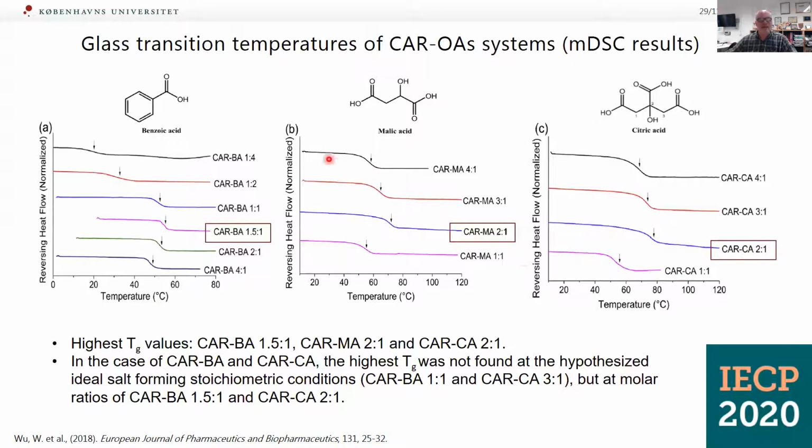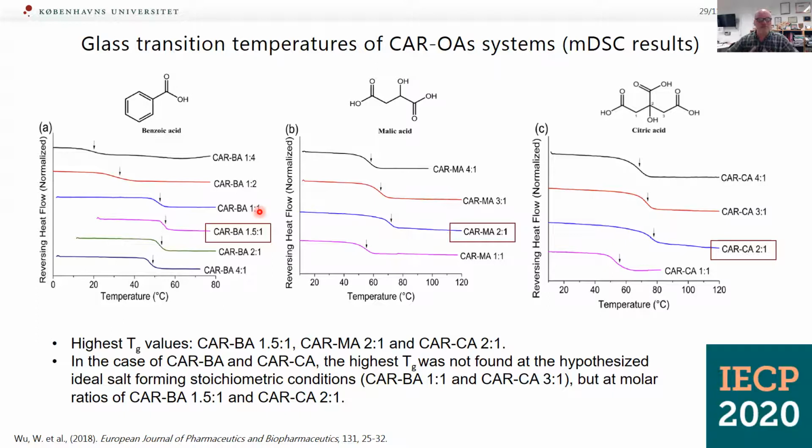And if we look at the glass transition temperature of these systems, then we see that we get different glass transition temperatures depending on the mixing ratio of drug to co-former. So in our case, carvedilol to the organic acid. But interestingly, for example, for the carvedilol benzoic acid system, the highest glass transition was not at the stoichiometric ratio of drug to organic acid of 1:1. That would be complete salt formation.